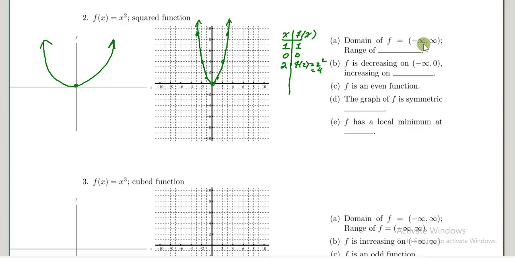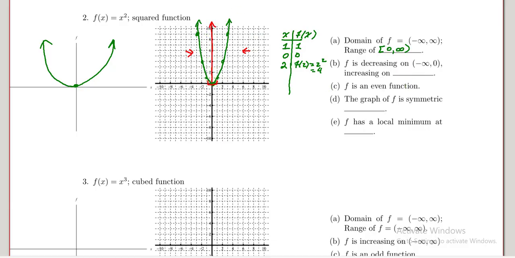Its domain is from -infinity to infinity. Why is that? Because I can take any number I wish and I can square it. That's not a problematic operation. Its range, interestingly, is not all real numbers. The squaring function can only output positive numbers or the number 0, because 0 squared is 0. So the range here, if you were to project this onto the y-axis, is from 0 to infinity.